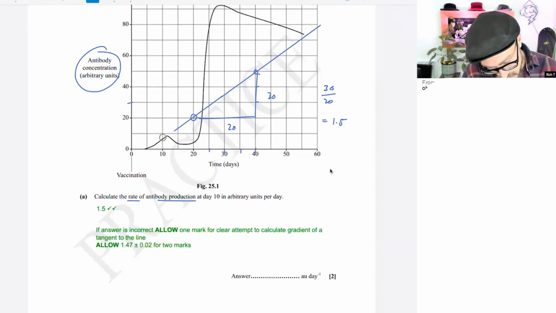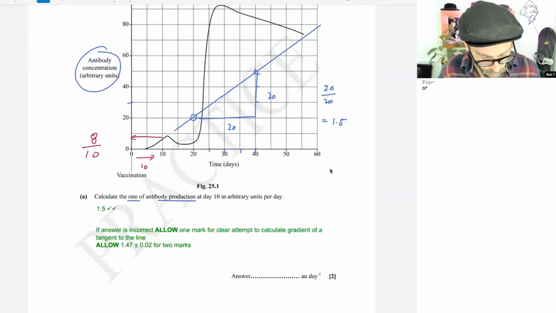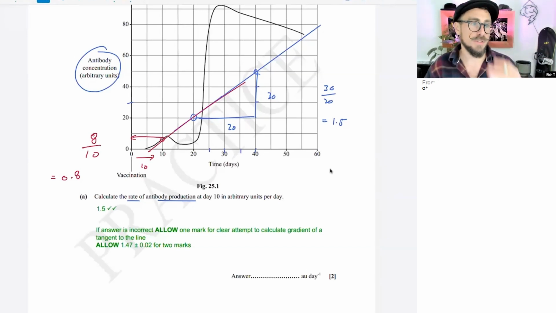So it's the rate that we want at that moment in time, not over the first 10 days. In which case it would have been the one that I did in red. You would have read this across, and this was roughly 8, and then this would have been 10. So over the first 10 days, the rate would have been 0.8 arbitrary units per day. But at day 10 is this line here. Does everyone see the difference?